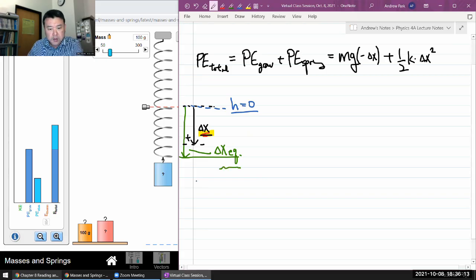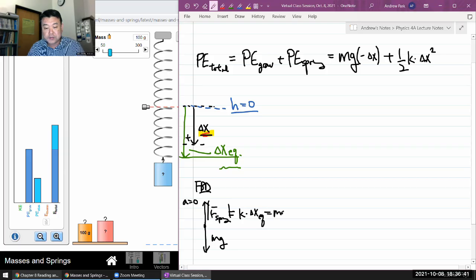Quick Newton's law consideration, draw a free body diagram. At that equilibrium position, there's gravity pulling down on the mass. There's a spring force pulling upward on the mass. And because the acceleration is 0, the spring force, which is equal to k times delta x equilibrium, must be equal to mg. That's how the acceleration would be 0 there.